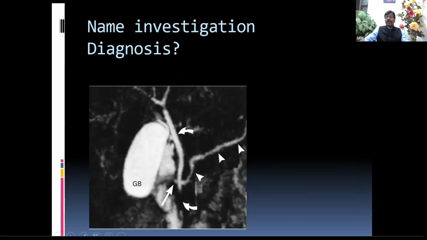This is another important common type of question. Name the investigation and what is your diagnosis. The first part, the investigation name, is easy. The diagnosis is difficult for your level. Anybody wants to give an answer? This is a prize exam, one more prize exam. This is an MRI of the pancreatic and biliary tree. Okay, this is MRCP.